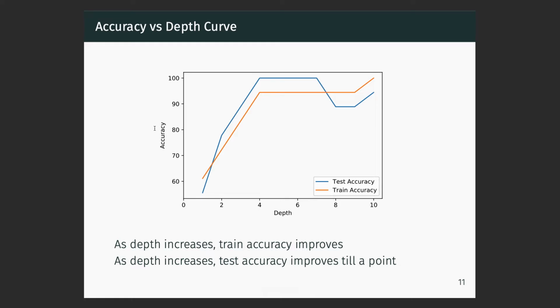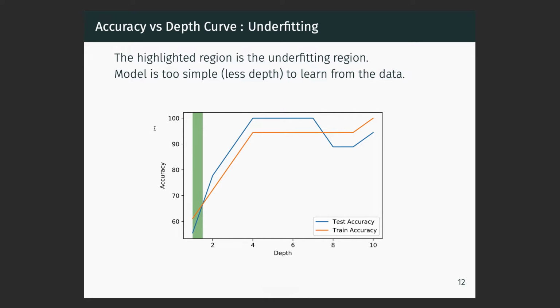But we also see that if the depth increases, the test accuracy improves, but only to a specific point, right? Only to a certain depth will it improve. And after that, at very high depth, the test accuracy is not good. It can also reduce. It will very likely reduce after a point. That is the point of overfitting. Let's look into this again in more detail.